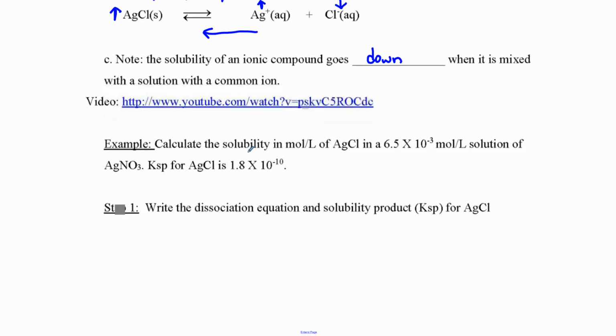So here's the scenario. Calculate the solubility in moles per liter of silver chloride in a 6.5 times 10 to the negative 3 mole per liter solution of silver nitrate. The KSP for silver chloride is this value here. Okay, so let's just go through it step by step, but I'm first going to draw out the scenario. Okay, so here's our beaker.